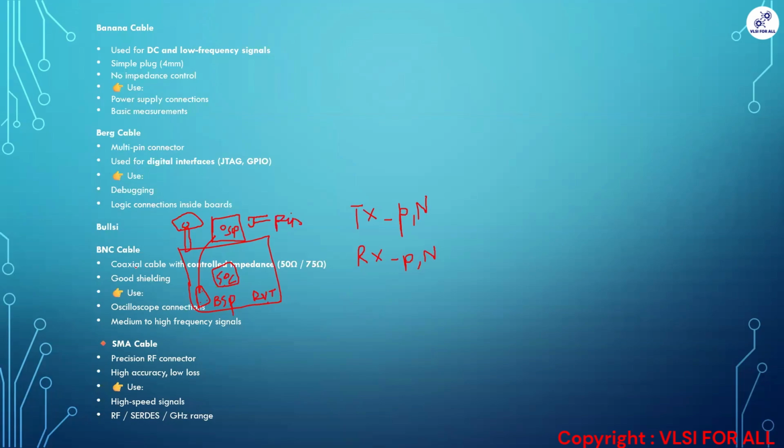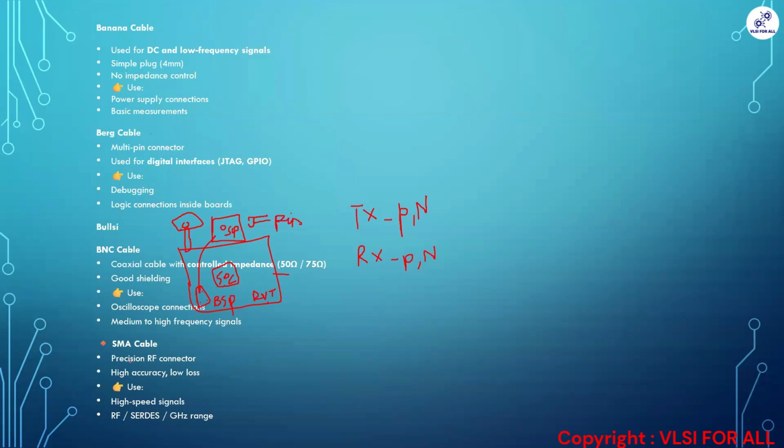a coaxial cable with a controlled impedance of 50 ohms. If the cable impedance and system impedance are not matching, then we will see signal reflections, signal distortion and noise in the signal. So we should always make sure that cable impedance matches the system impedance. It has good shielding, and it is used for oscilloscope connection. For medium to high frequency signals, we use this BNC cable.